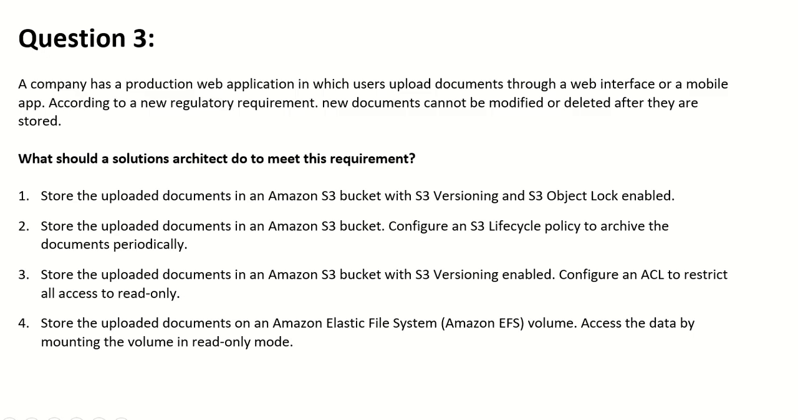Option 1 says store the uploaded documents in Amazon S3 bucket with S3 versioning and S3 Object Lock enabled. Option 2, store the uploaded documents in the Amazon S3 bucket, configure an S3 lifecycle policy to archive the documents periodically. Option 3, store the uploaded documents in Amazon S3 bucket with S3 versioning enabled, configure an ACL to restrict all access to read only. Option 4, store the uploaded documents on Amazon EFS volume. Access the data by mounting the volume in read-only mode.